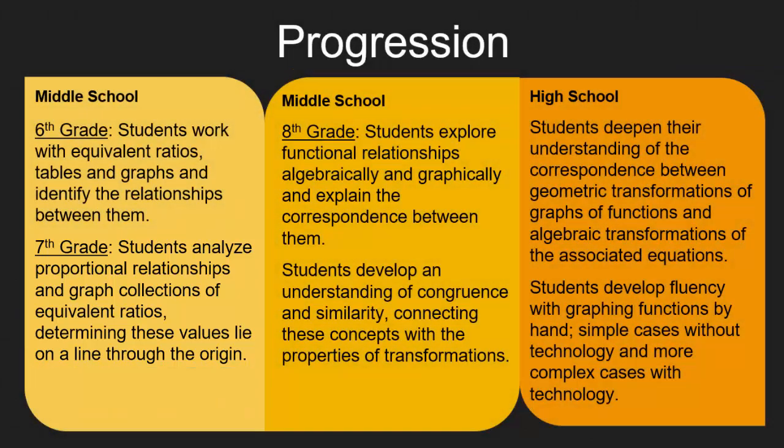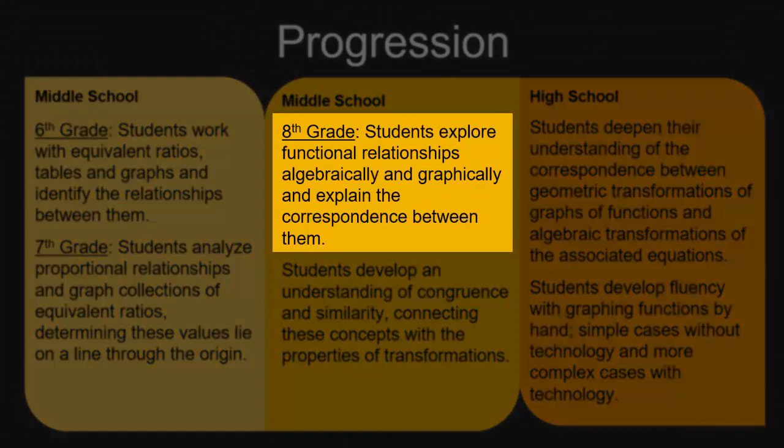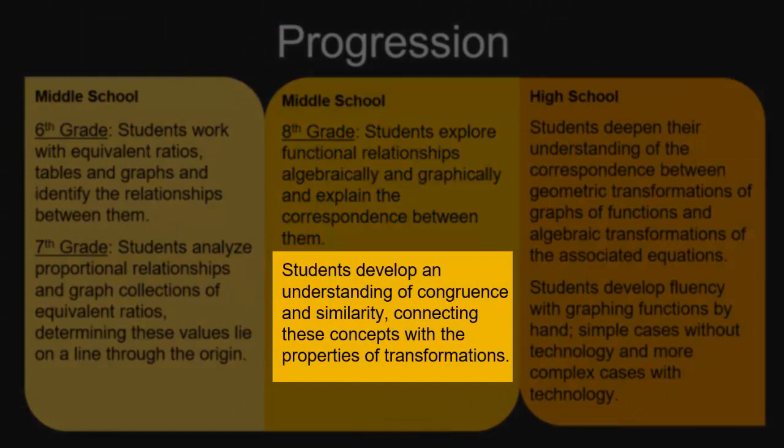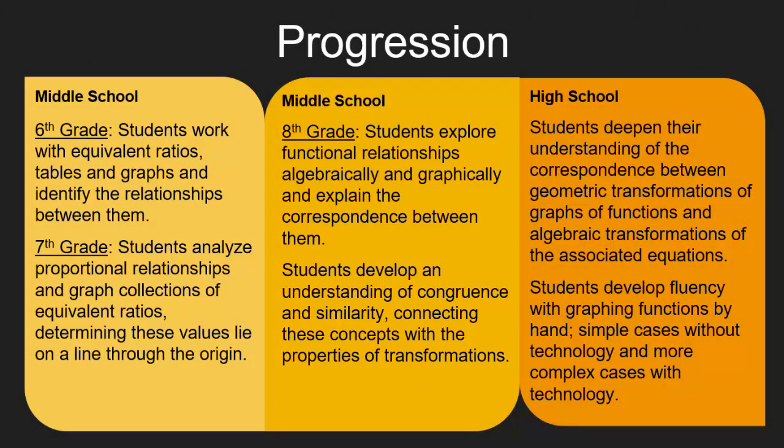In 8th grade, building upon their experiences with tables and graphs in 6th and 7th grade, students are introduced to the notion of function. They explore functional relationships algebraically and graphically and explain the correspondence between them. 8th grade students also begin their formal study of congruence and similarity, connecting these concepts with the properties of translations, reflections, rotations, and dilations. The 8th grade standards ask for the use of manipulatives to illustrate these types of transformations.